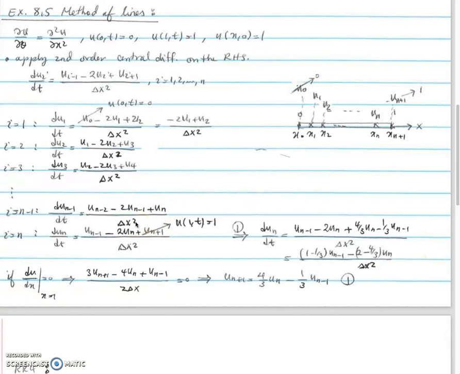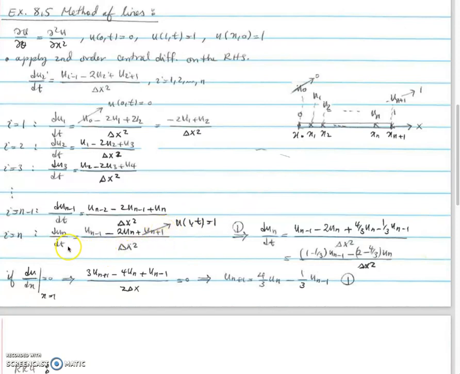And now the last value is when i is equal to n, and that is to say dun dt is equal to un minus 1 minus 2un plus un plus 1 divided by del x squared. So now here we can also use the second boundary condition on the right, which is u at x equal 1 and all time is 1. So I can use that value here.